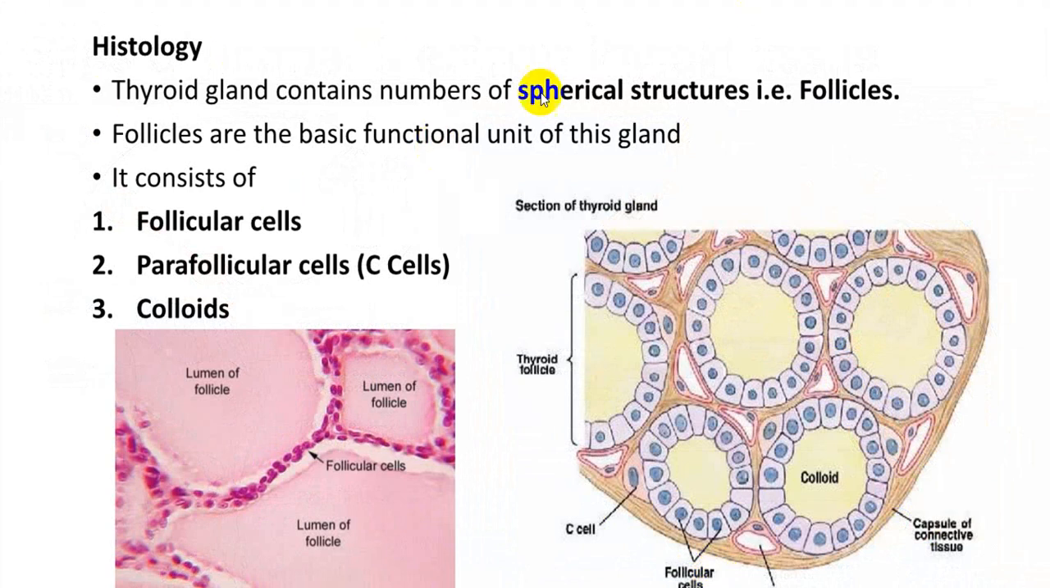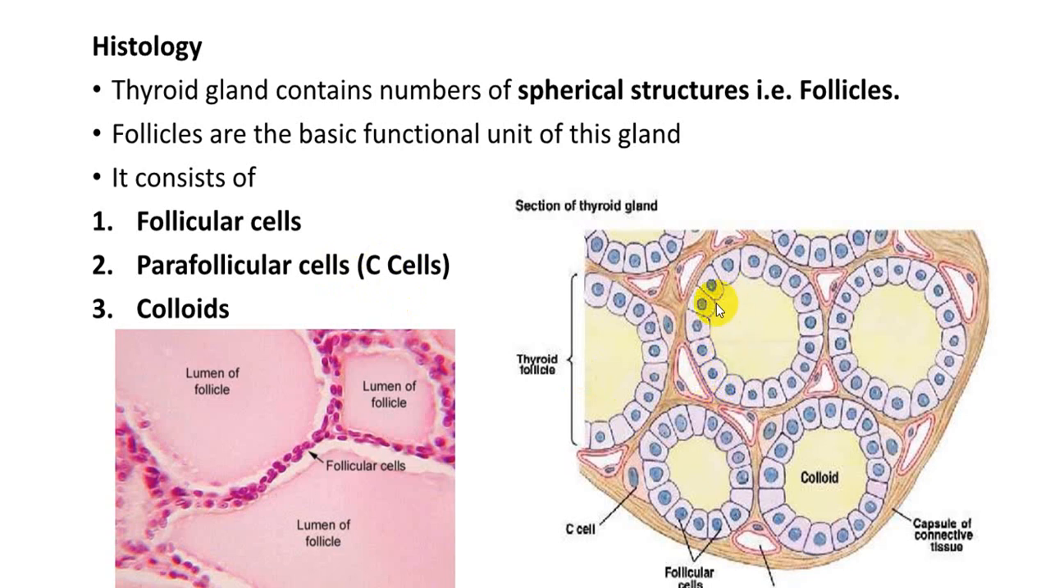Histology wise, it is made up of multiple follicles, which are spherical structures. This spherical structure consists of follicular cells. In the center part, we have colloid. And there are some cells we call parafollicular cells, which are outside the follicle. These we call C cells. The C cells, the parafollicular cells, secrete calcitonin, while the follicular cells manufacture thyroxine, T3 and T4.